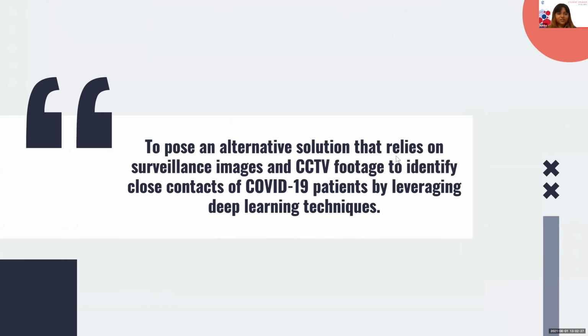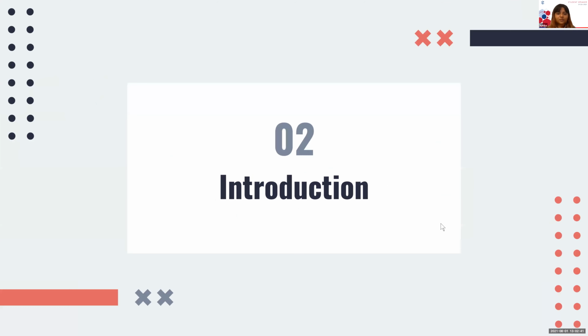So the objective of our project is to pose an alternative solution relying on surveillance images and CCTV footage to identify the close contacts of COVID-19 patients by leveraging deep learning techniques. So what is the need for this solution? In order to take a look at that, we'll go to the introduction.